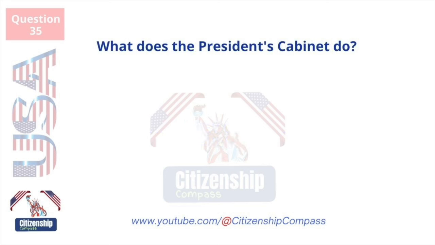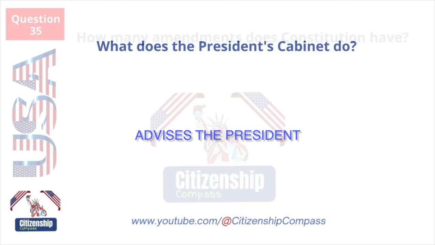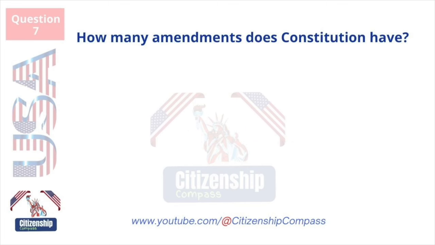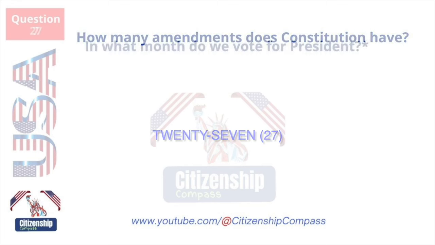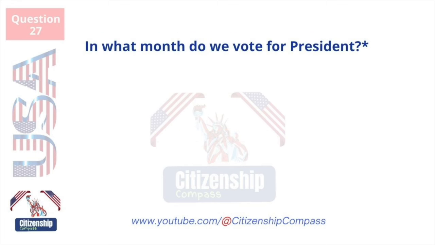What does the President's Cabinet do? Advises the President. How many amendments does the Constitution have? 27. In what month do we vote for president? November.